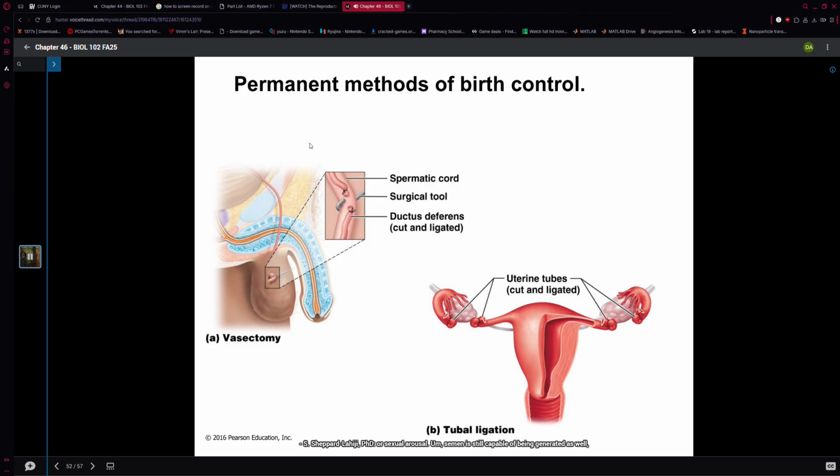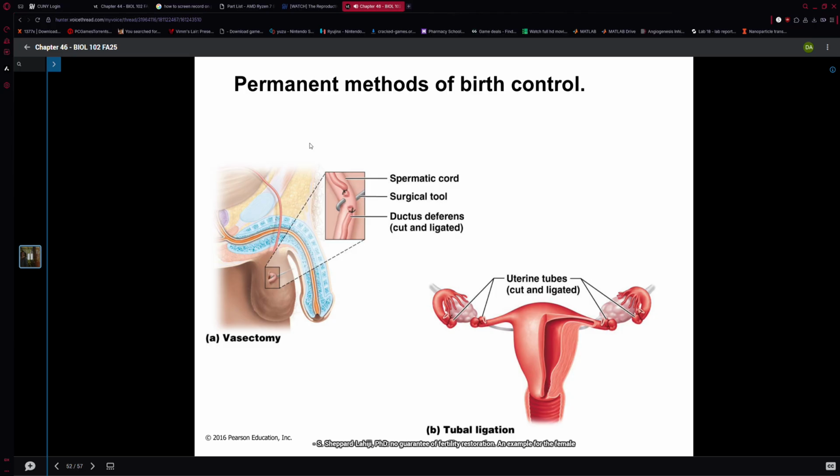Semen is still capable of being generated as well because semen is an incorporation of secretions from various glands, and that can still be generated based on the location in which this cut occurs. Now, a vasectomy can be reversed, but there's no guarantee of fertility restoration.